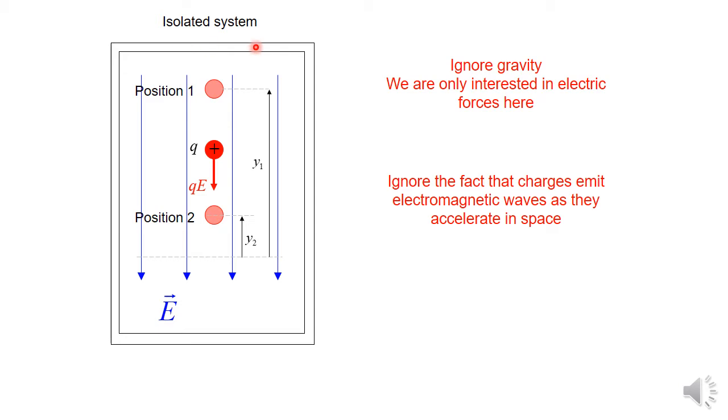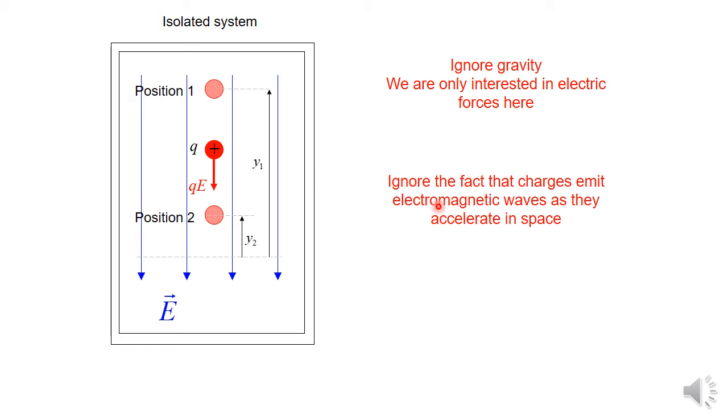And in this problem, we're ignoring gravity, so we're only interested in electric forces here. So forget about the fact that the charge has a mass. Just imagine this region of space is completely empty. There's no gravity. There's nothing here except for the electric field and the charge. And also in this part, ignore the fact that charges emit electromagnetic radiation as they accelerate in space.